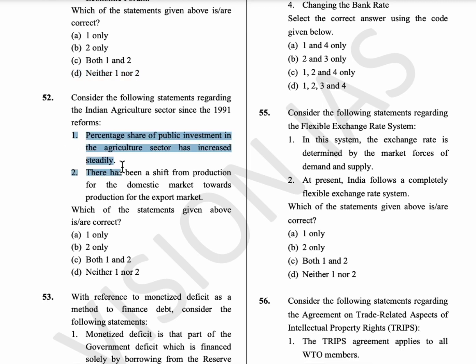Coming to the second statement, there has been a shift from production for the domestic market towards production for the export market. So the second statement is correct. So option B.